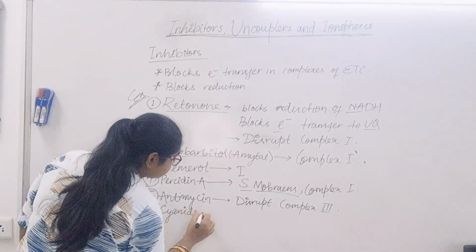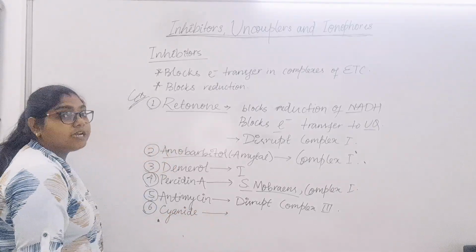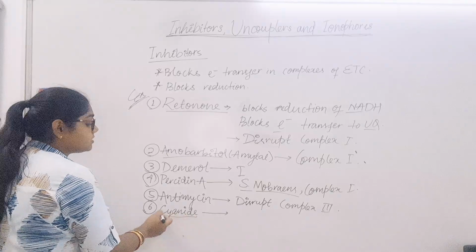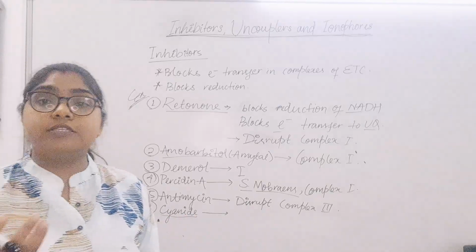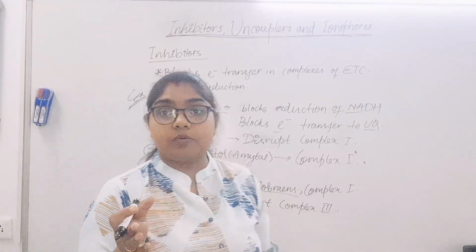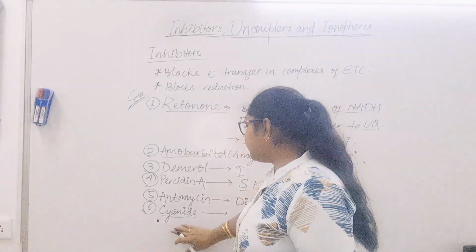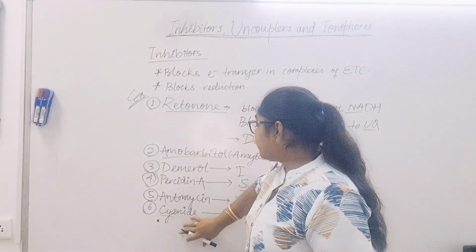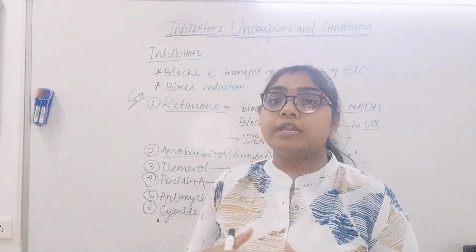Most of us must have heard about cyanide, which is known as a very toxic or very poisonous substance. So how does it lead to the death of people? How does this cyanide work? It is a respiratory inhibitor.